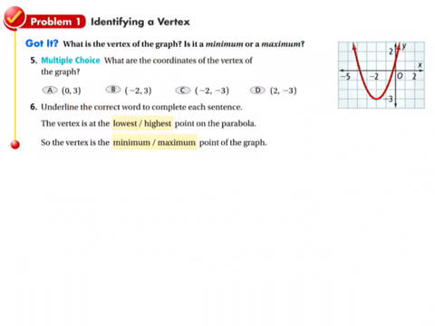Here's a very quick review. What are the coordinates of the vertex in the graph? Well, here's the vertex, and as you can see, the coordinates are -2, -3. Since the vertex is at the lowest point on the parabola, the vertex is the minimum point of this graph.